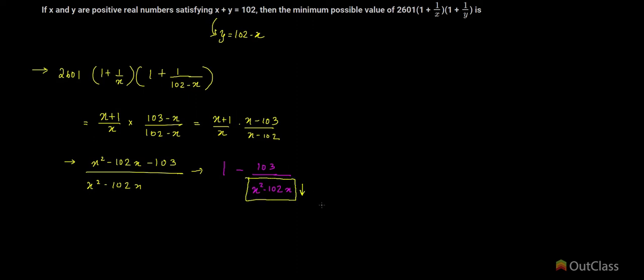Now this we know from the quadratic equations chapter, that this parabola is going to look like this. Roots at 0 and 102, it's going to go down and go back up. Because it's symmetric, you will have 51 as the x value where the expression is minimized.